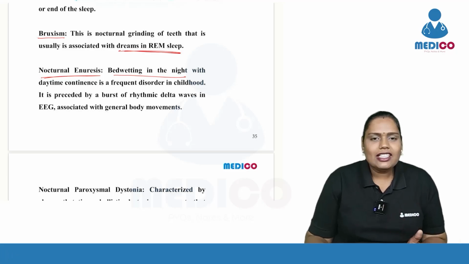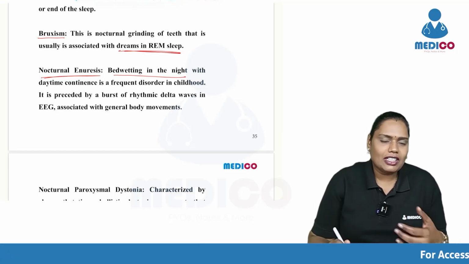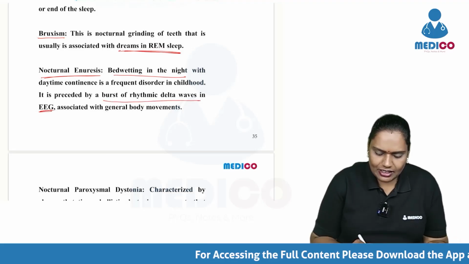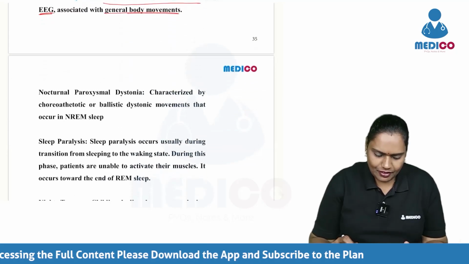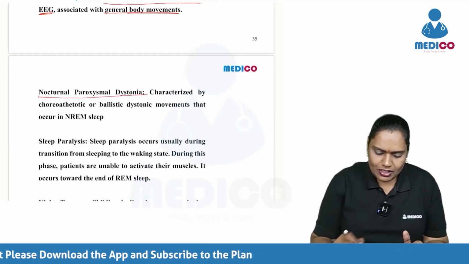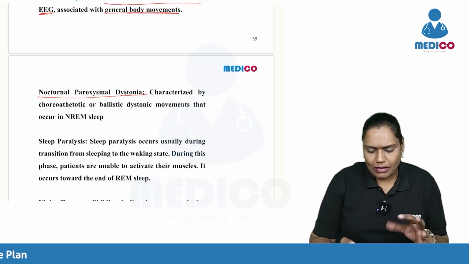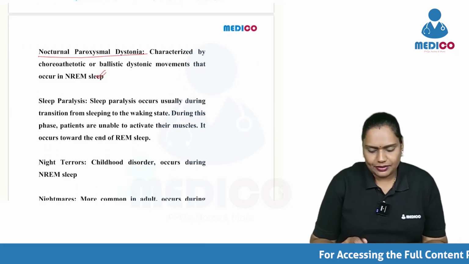When we do an EEG, it is usually seen just before an episode of bedwetting: a burst of rhythmic delta waves is seen in the EEG, and also there are generalized body movements. Then, what is nocturnal paroxysmal dystonia? This is choreoathetotic or ballistic movements occurring during NREM sleep. So, that is called nocturnal paroxysmal dystonia.